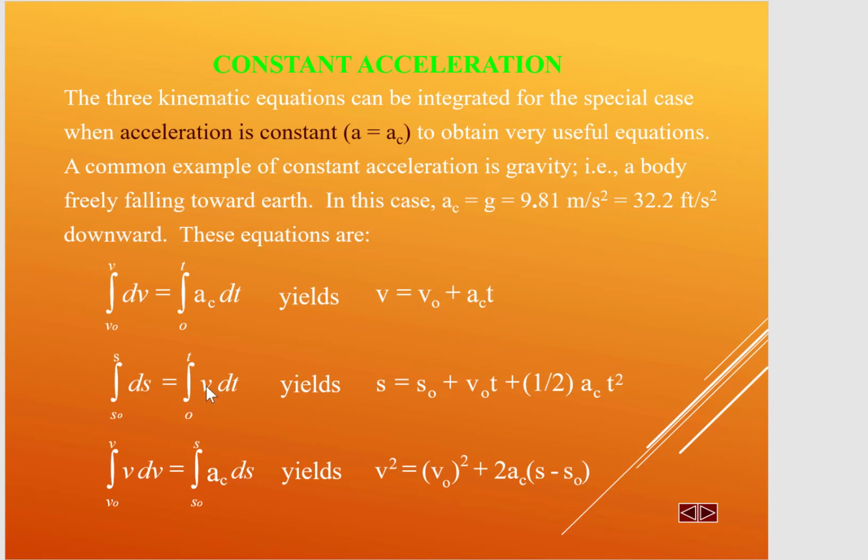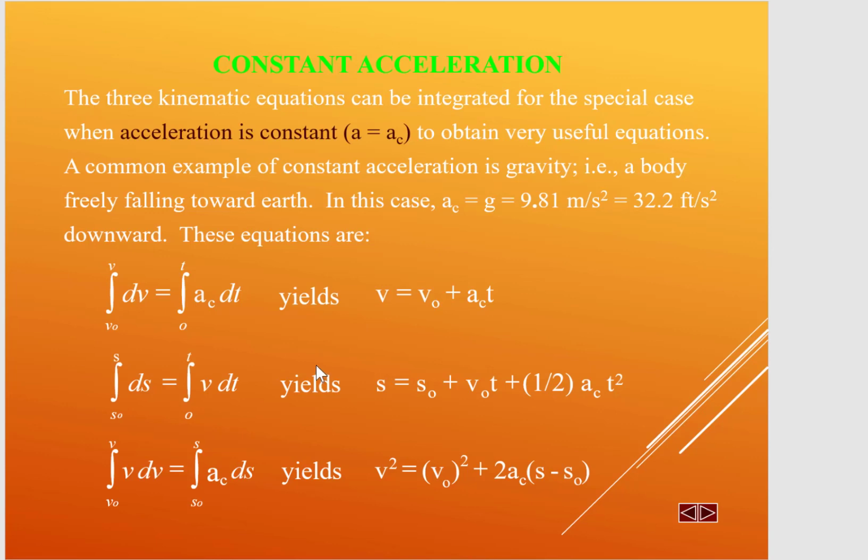Furthermore, you can find the position from this equation, and again V equals ds over dt, rearrange and integrate, and this will give you the position at any time equal to the initial position plus the initial velocity multiplied by time plus half AC t squared.